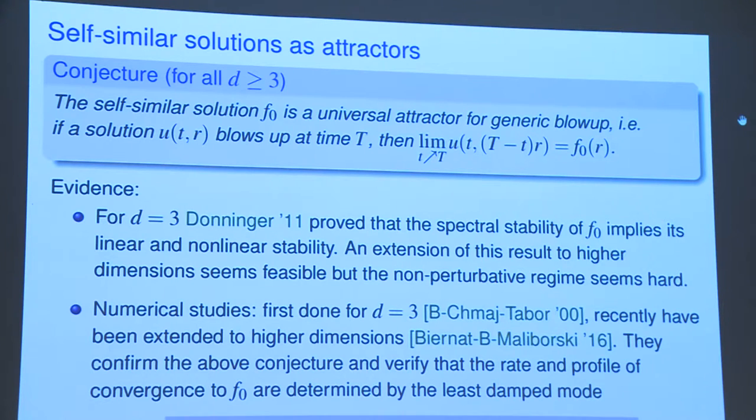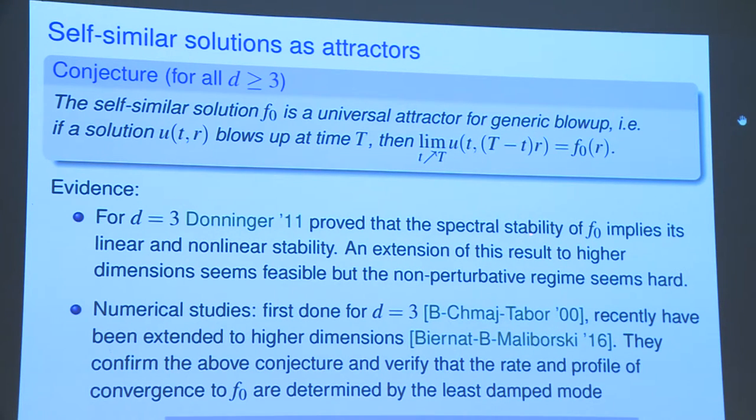take generic initial data, in a vague sense, and if they are large enough, they will blow up, and they will always blow up along this solution F0. So they approach this solution locally near the center. This is a non-perturbative result, so we're saying that this is universal for all initial data.